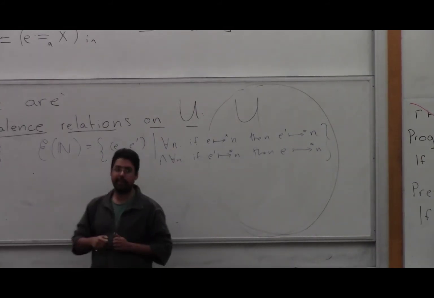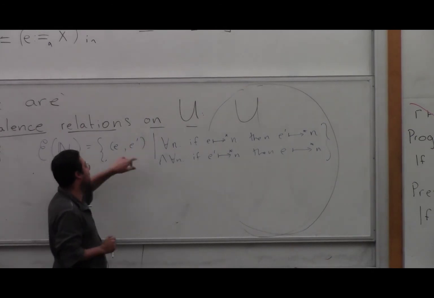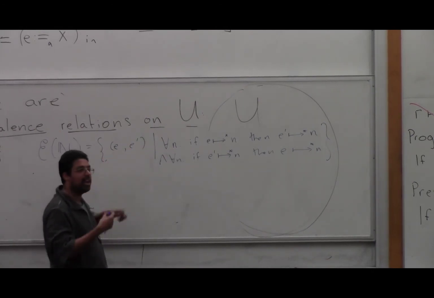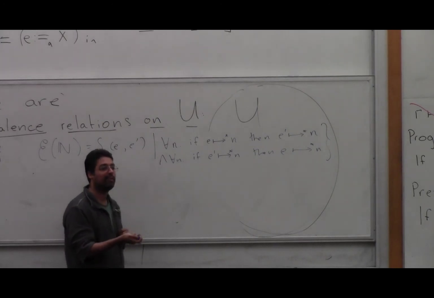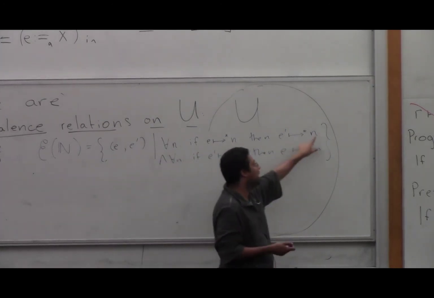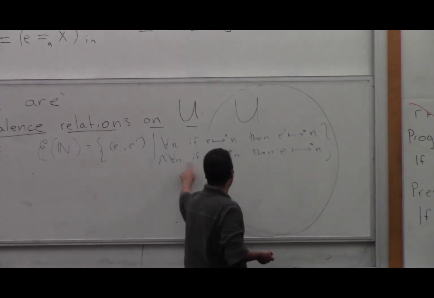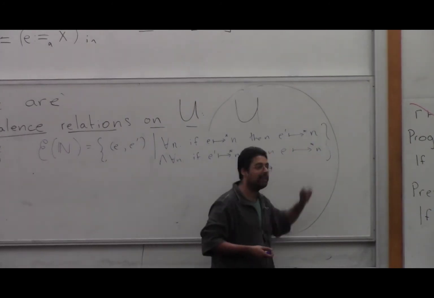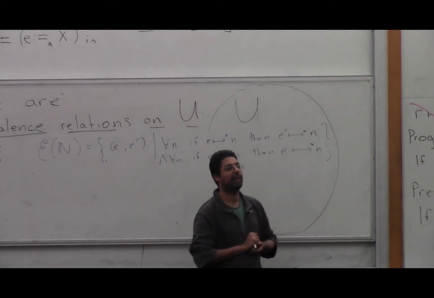And so what you do in this case is you'll say E and E prime are considered to be the same computation if any value that E can get to, E prime can get to, and any value that E prime can get to, E can also get to. So they can simulate all of their behaviors.